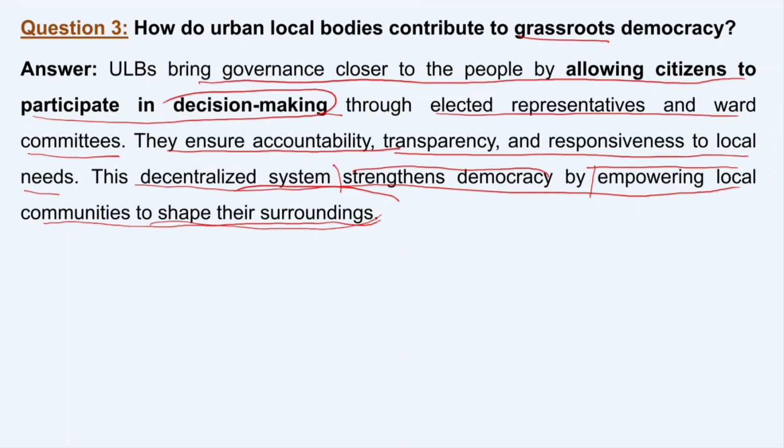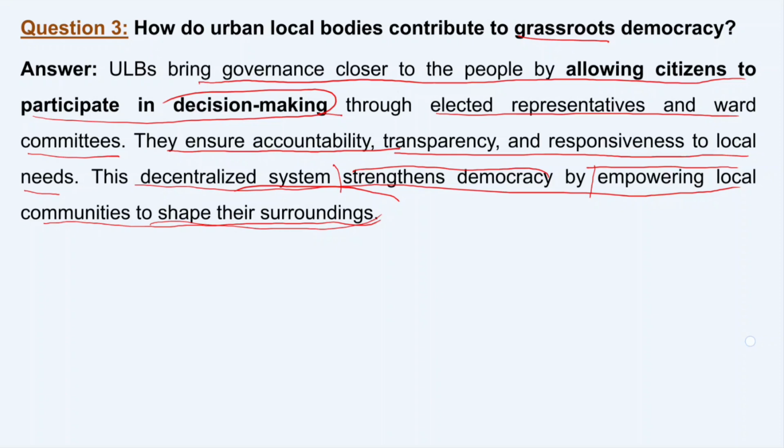Otherwise this development process will be very slow if we are waiting for the central authority to do everything. Because of these local bodies, which are present in every area, there is a fast rate of development. Otherwise there would be so many areas where development would never come, isn't it? Because India is a huge country with a very huge population, and there are so many villages.